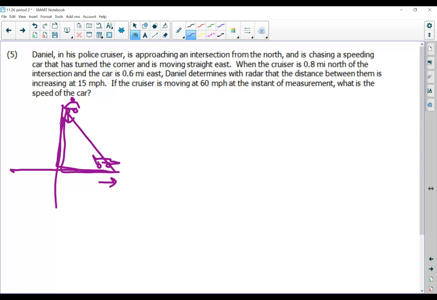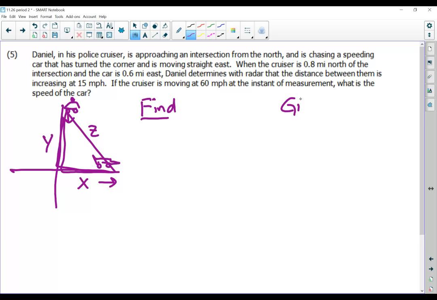Daniel's car, his distance is, he's going closer to the intersection. I'm going to label that side Y. Even though it gives me some numbers in here like 0.8 and 0.6, I'm going to label my picture with Y because it is a changing distance. I'm going to label the car as X. Doesn't really matter. I could have called it C. And then the distance between them is also changing. I'm going to call that Z. Okay, so in this case, none of these three sides are constants. Unlike the ladder problem where the ladder was a constant, in this situation, all three sides would be changing depending on the time.